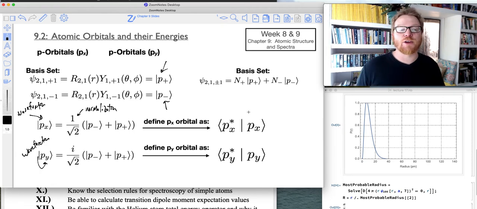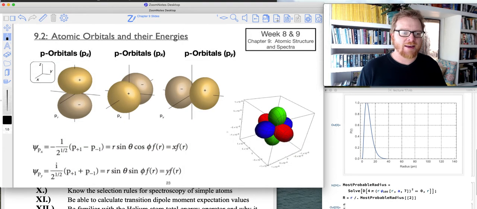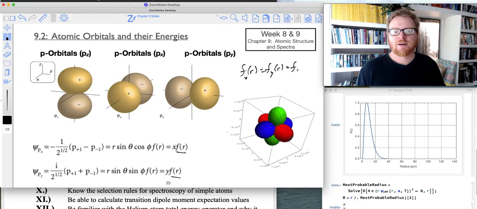And because we've now used this superposition, we've gotten around the uncertainty principle between the x and y dimension. And when we finish that off, after more algebraic manipulation that I'm not going to go through, we end up getting this function f of r, which is the same for all three orbitals, right? F of r for x is the same function as f of r for y, and it's the same function f of r for z.